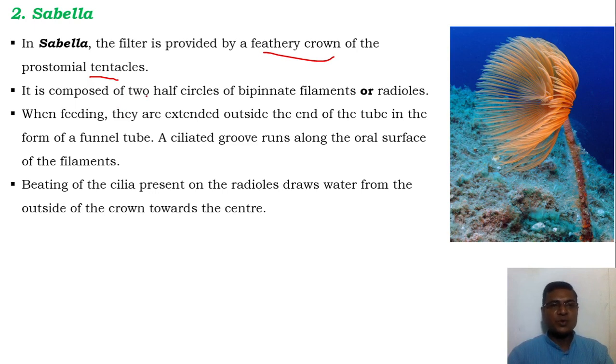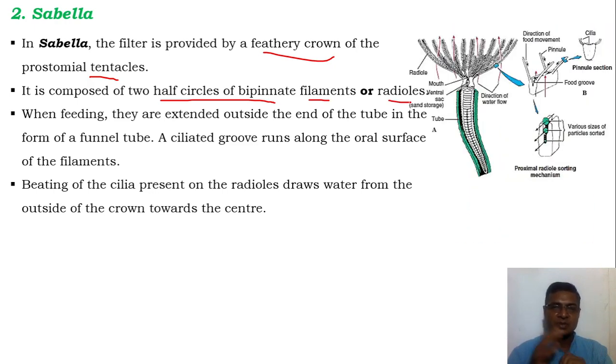That feathery crown is composed of two half circles of bipinnate filaments, basically known as radioles here. A radiole is a type of tentacle, but here bipinnate filaments are observed. These radioles are observed in the diagram.